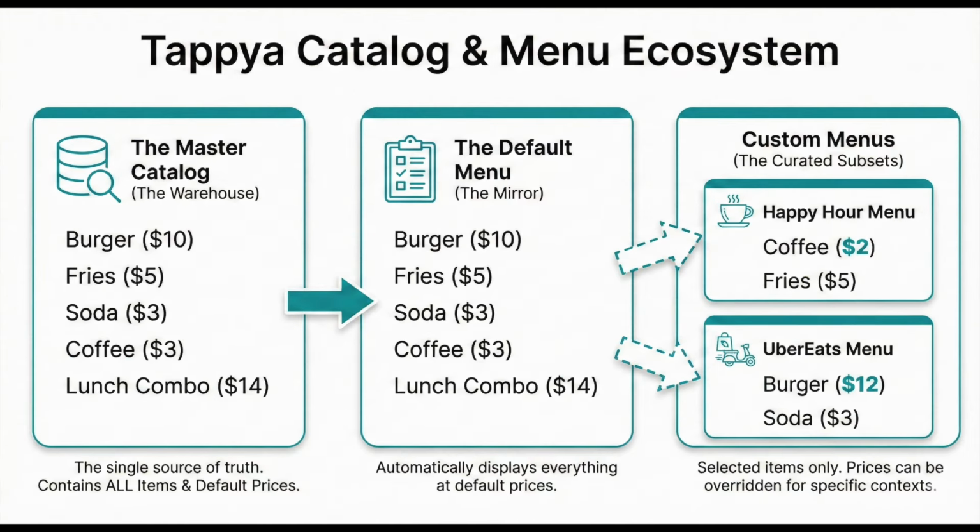By default, Tappya creates a default menu that mirrors the catalog perfectly. However, you can create custom menus for specific contexts like happy hour or delivery, where you can choose specific items and even override their prices without changing the master record.